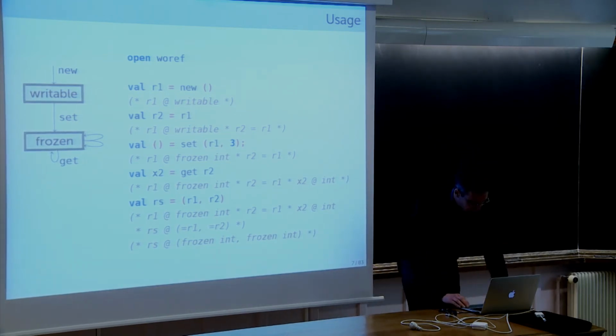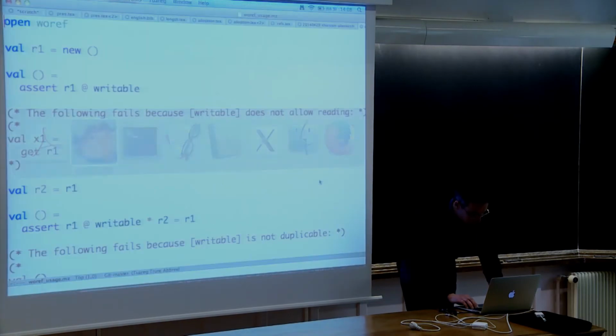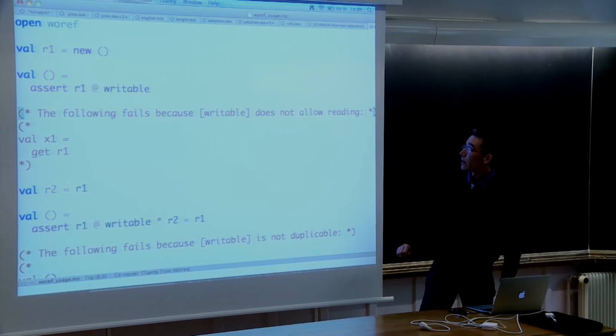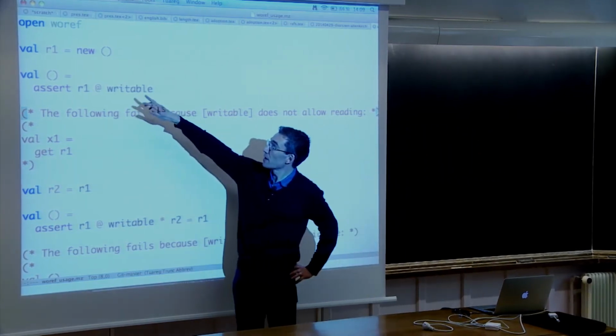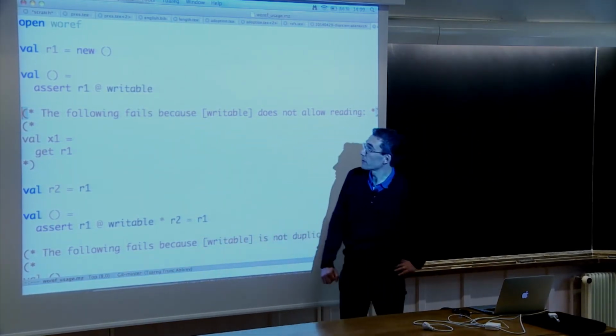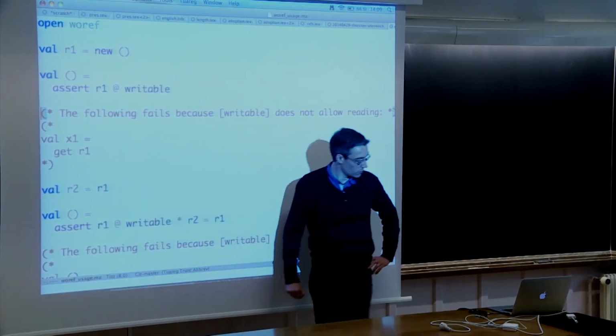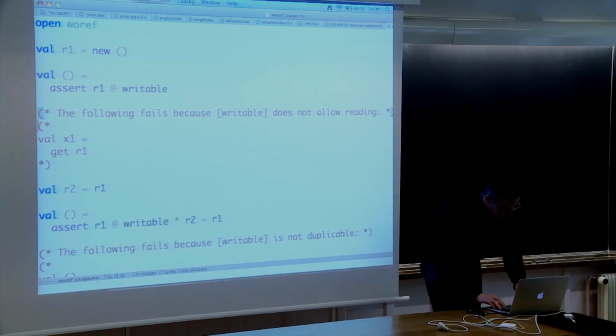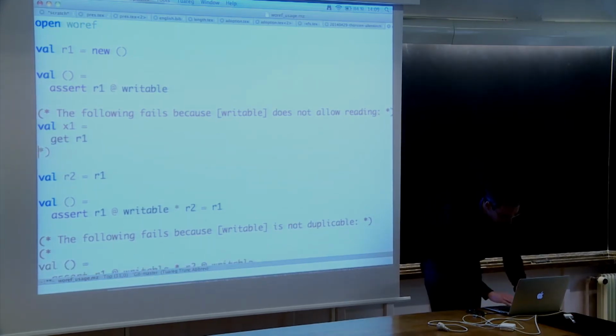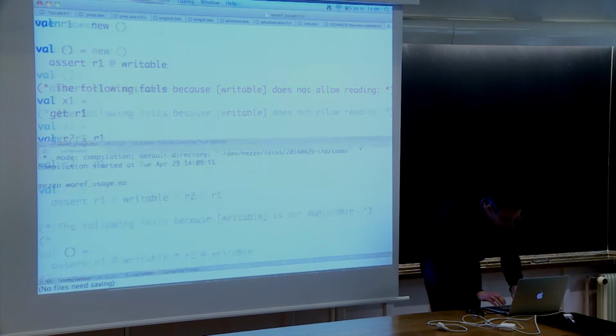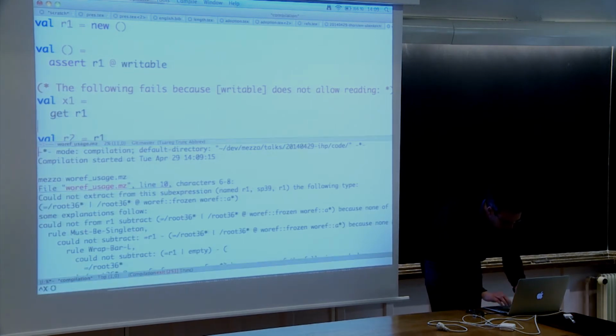So the kind of things which you cannot do, I could show briefly using Emacs. For instance, here, at the beginning, I have defined R1 as a new writable reference. If I try to read it immediately before writing it, then I will get a type error message. And you will see, well, let me zoom on that message.